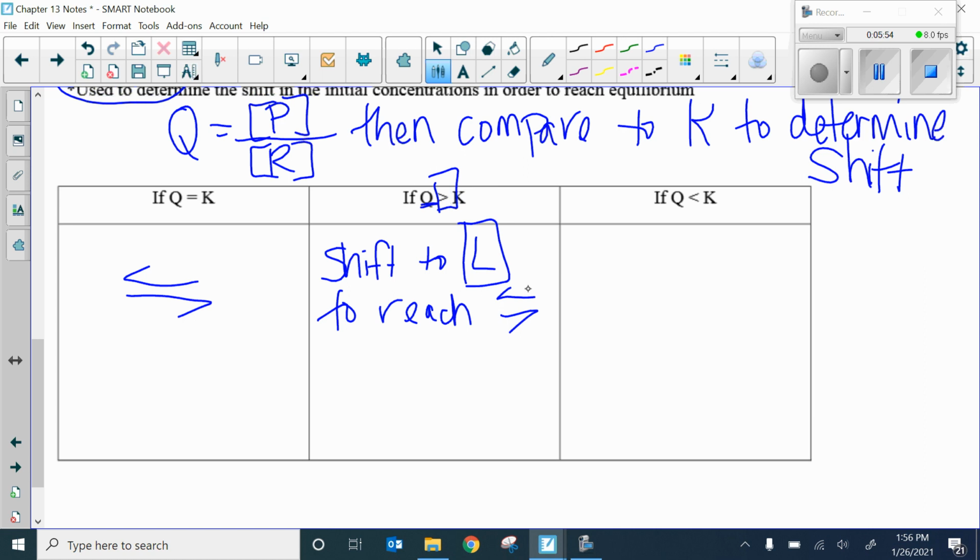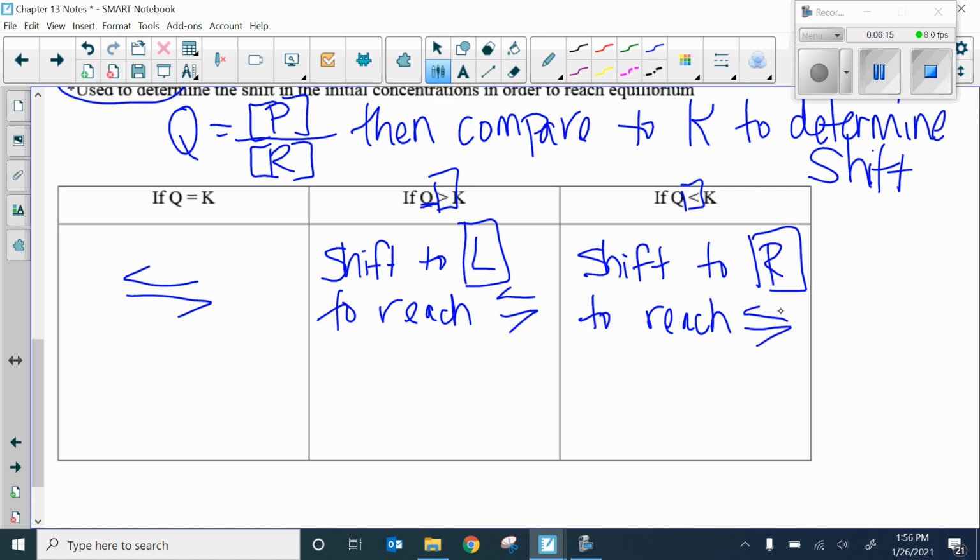And then obviously the opposite, I can focus on my little alligator here: if you put Q first and Q is less than K, my alligator is eating to the right, and the same thing to achieve equilibrium. Now it's going to have to shift to the right. All right, and so if you think about that, Q is too small, then I don't have enough products. So I have to make some more and shift it to the right.